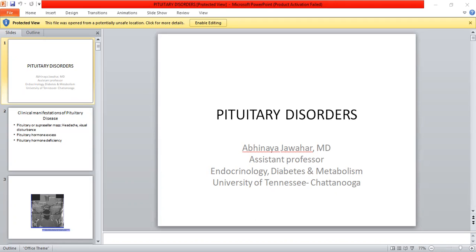So cabergoline is the preferred agent just because of the ease of administration. It's twice a week and it has a better safety profile. However, during pregnancy, we prefer bromocriptine over cabergoline. And the dose is typically 0.25 milligrams twice a week, and then we titrate. We start at the lowest dose.